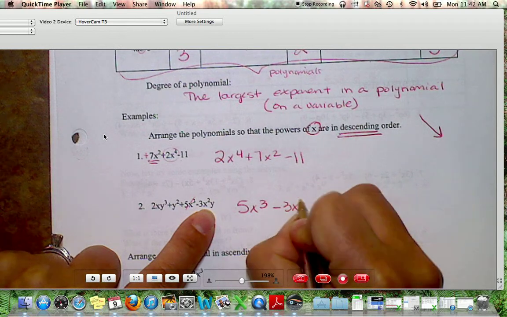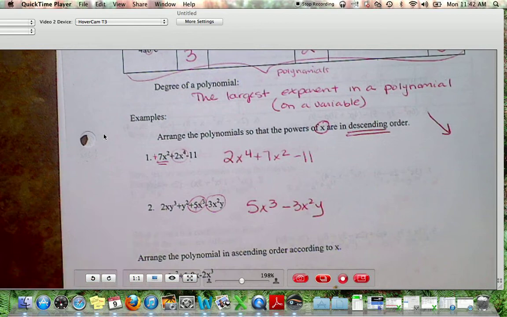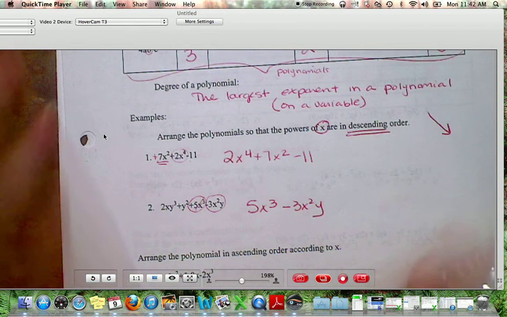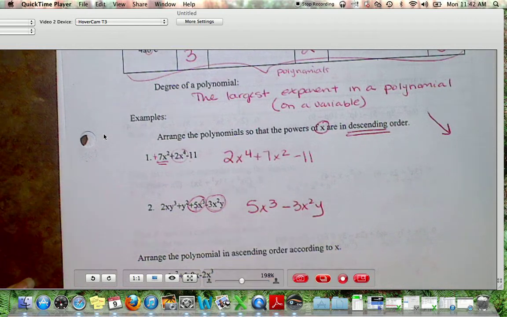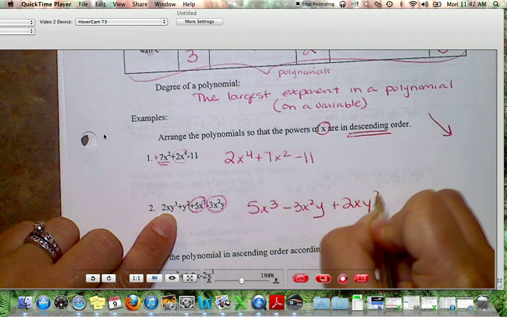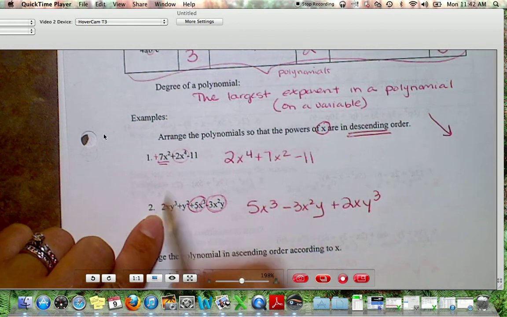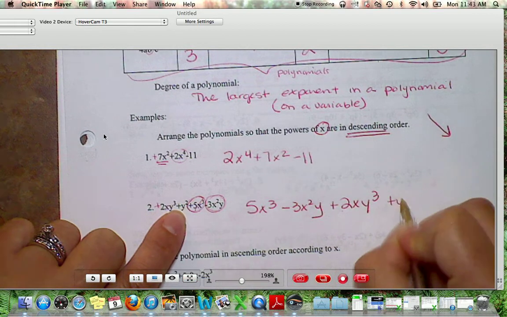Then x to the second is going to come next. And this all travels together as a single term. You don't break it apart. This guy goes all together as 1. This guy goes all together as 1. Then this one's going to be the next one, and it has an x on it, just a plain old x. And the sign is understood to be positive. And then this guy has no x at all, so he's last.